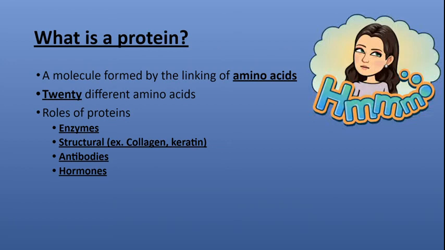A protein is a molecule formed by the linking of amino acids, which we already know because we talked about it in our biomolecules unit. Now, there are 20 different amino acids. The roles of proteins can be to make enzymes, they offer structural support, they offer antibodies to you, and they make hormones.